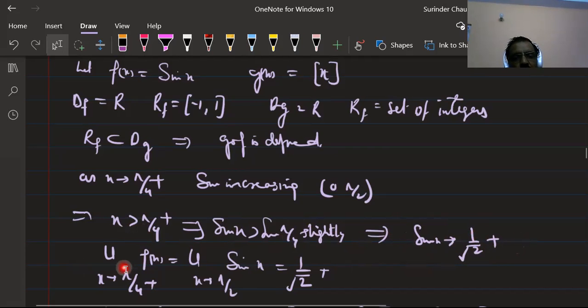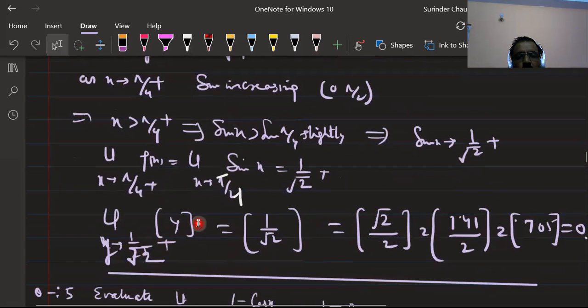Now the limit of f(x) as x approaches pi by 4 from the positive side is equal to the limit as x approaches pi by 4 of sine of x, which is equal to 1 by root 2.